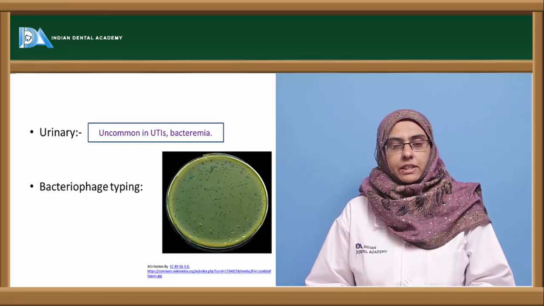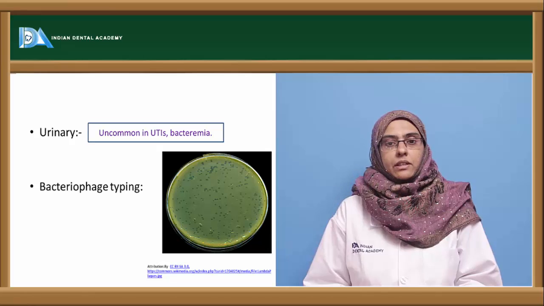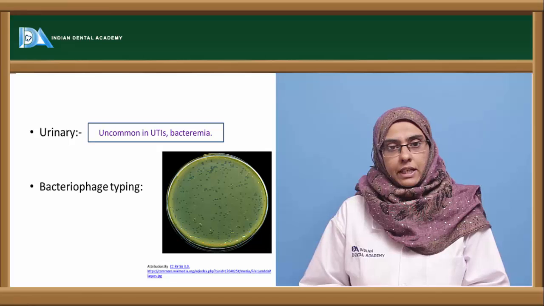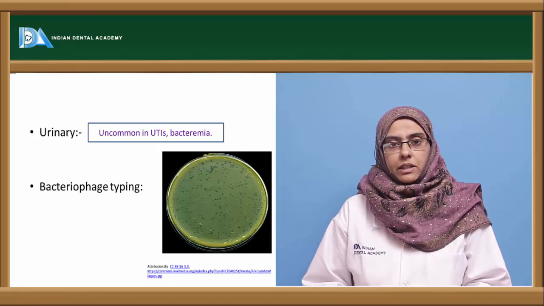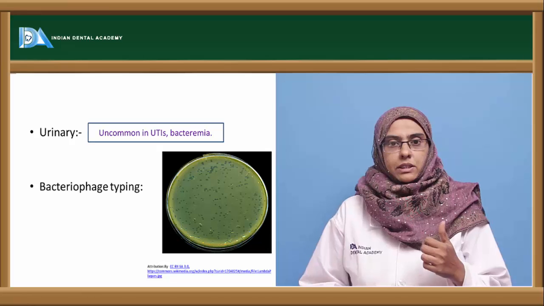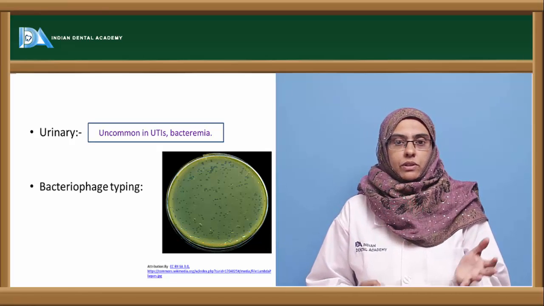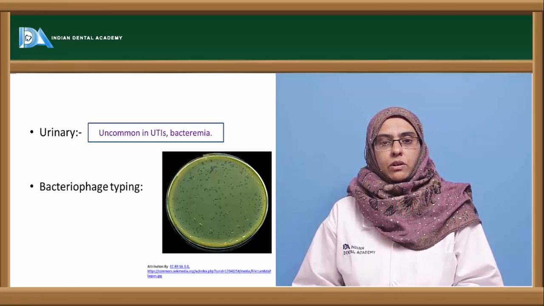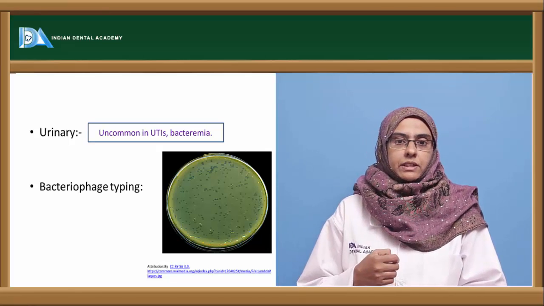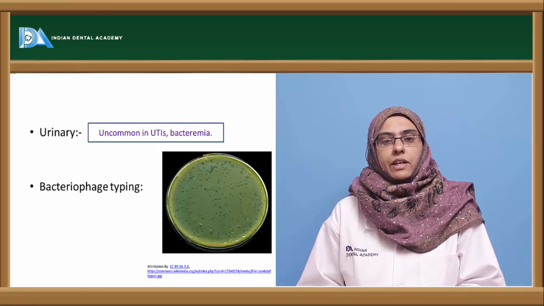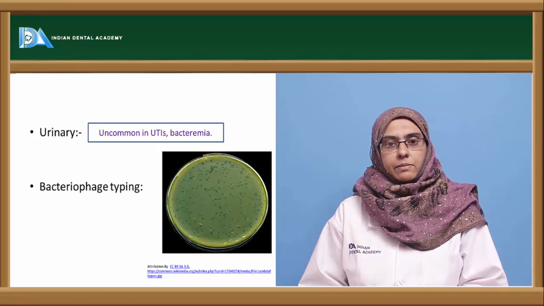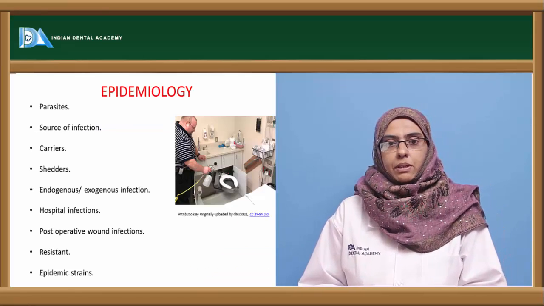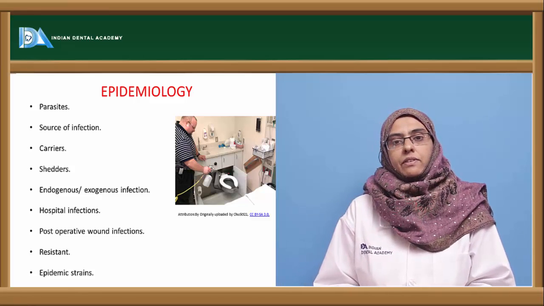Coming to bacteriophage typing, it is usually done to identify the epidemic strain that is causing epidemics in a particular area. Bacteriophage typing is nothing but the organism being susceptible to certain types of viruses. So when a plate containing the organism, that is a confluent plate, is inoculated with a specific strain of viruses, the zone of lysis helps to identify to which strain it is susceptible. So this typing is mostly for epidemiological purposes to identify the organism.